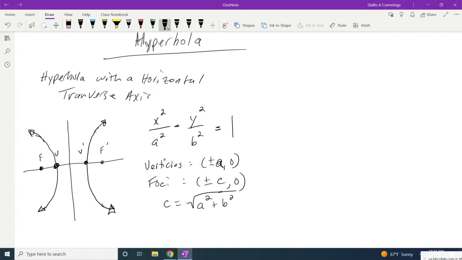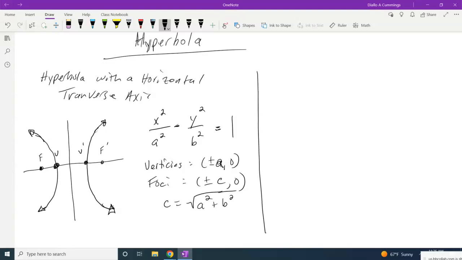So this is basically the model form. All right, so just as in the ellipse, we're given a squared, we can take the square root of a to get a. Given b squared, we can take the square root to get b, although b is not needed in order to plot for our purposes. And then we have c, which is equal to the square root of a squared plus b squared.